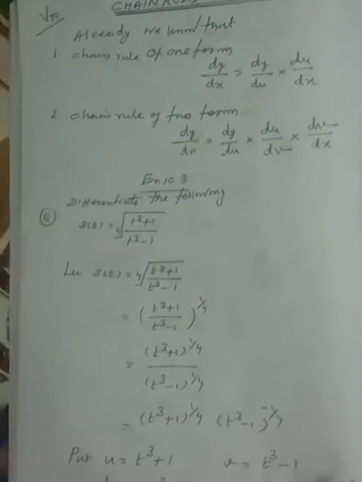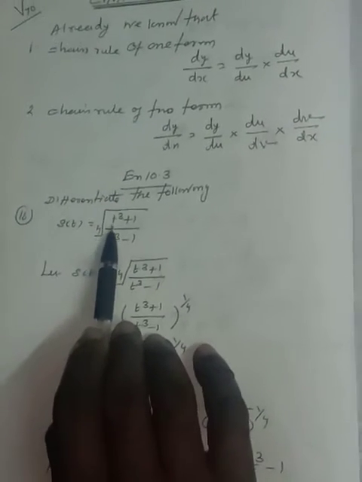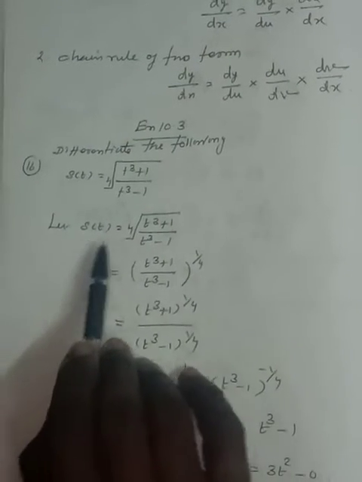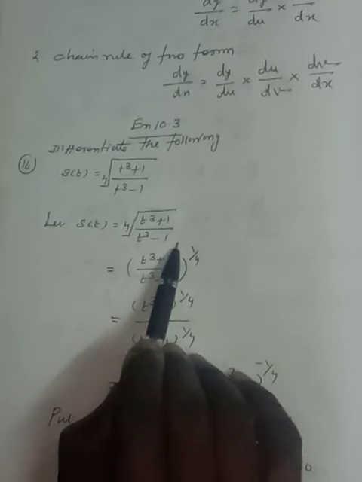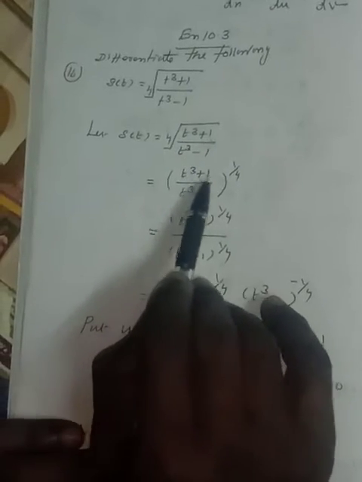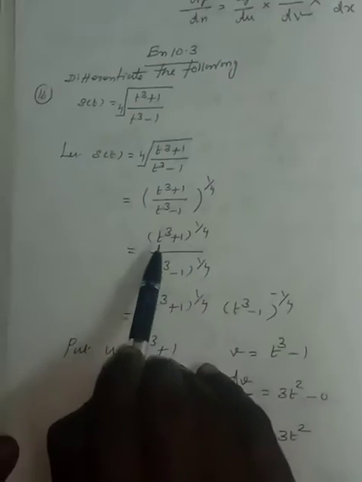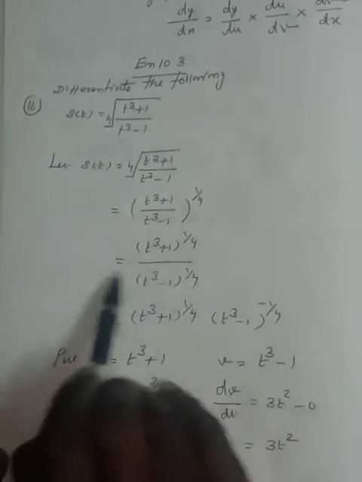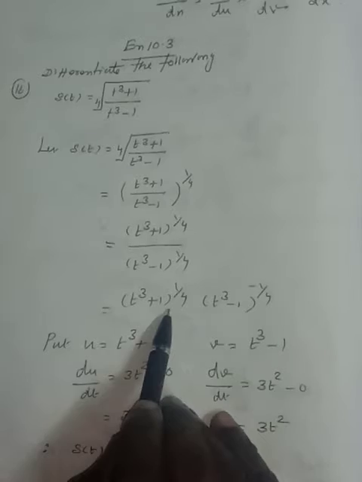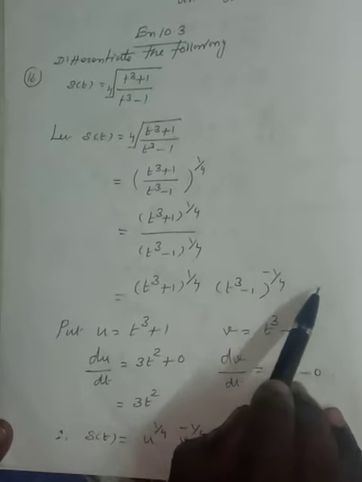Now example 10.3, sum number 16. s of t is equal to the 4th root of (t power 3 plus 1) divided by (t power 3 minus 1). This can be written as ((t power 3 plus 1) divided by (t power 3 minus 1)) power 1 by 4. The numerator is (t power 3 plus 1) whole to the power of 1 by 4, the denominator is (t power 3 minus 1) whole to the power of 1 by 4. This can be written as (t power 3 plus 1) to the power of 1 by 4 into (t power 3 minus 1) to the power of minus 1 by 4.